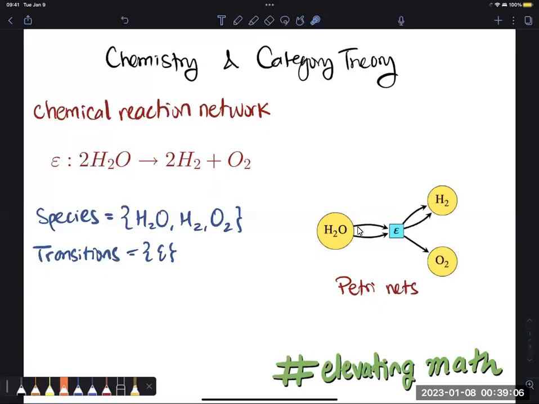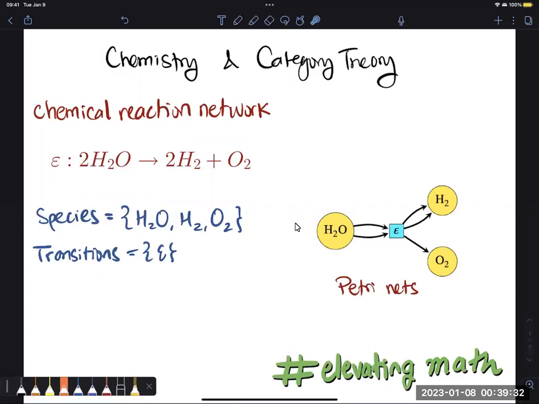Howdy. Part of my research attempts to use one of the most abstract ideas in mathematics, category theory, in chemistry. Take, for example, a chemical reaction network. Here I depict electrolysis of water to make oxygen and hydrogen gas. It possesses three species, H2O, H2 and O2, as well as a transition epsilon.